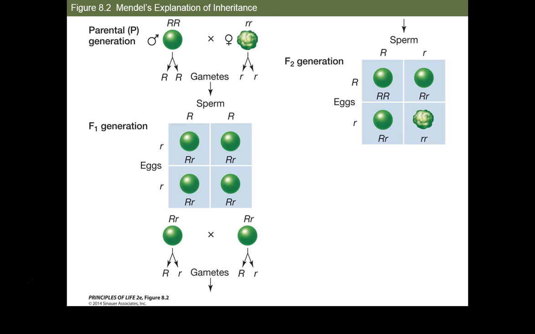So you have the round parent with the big R on the top, and the wrinkled parent on the left with little r. One allele goes to each box. During fertilization, those alleles will come together to produce the offspring. The F1 generation only has big R, little r pea plants, with the phenotype all being round, because round is dominant to wrinkled.